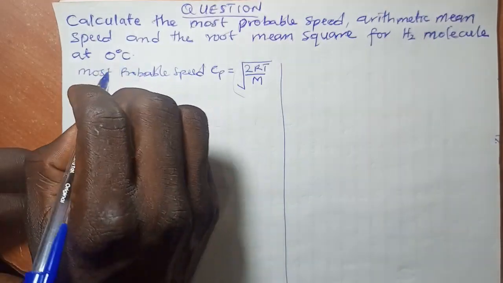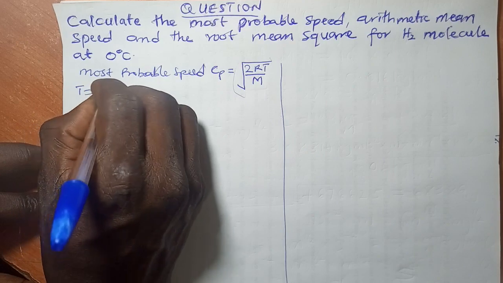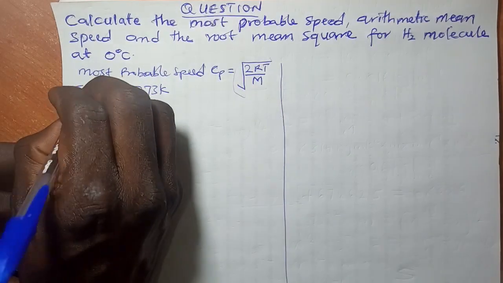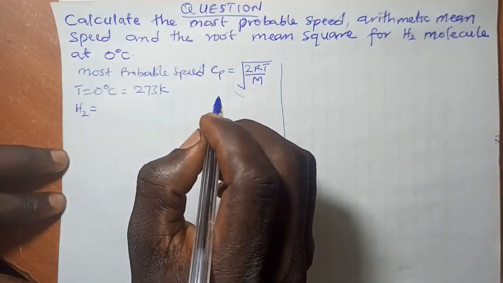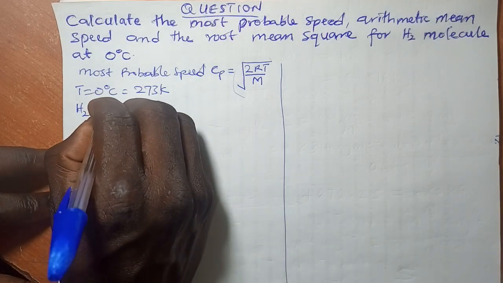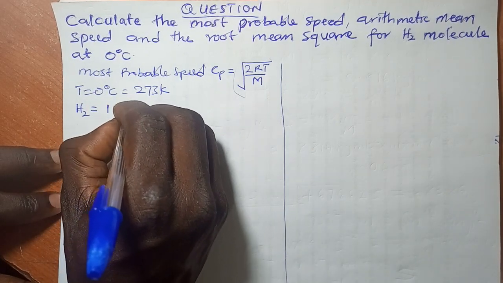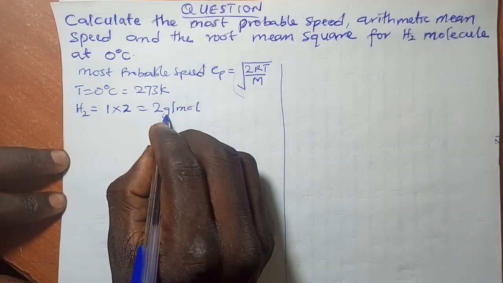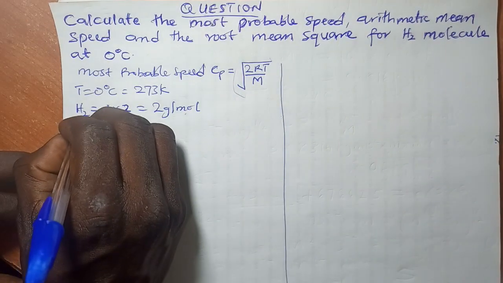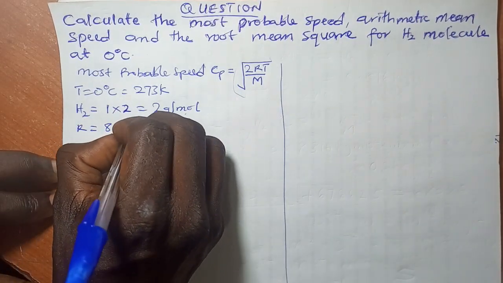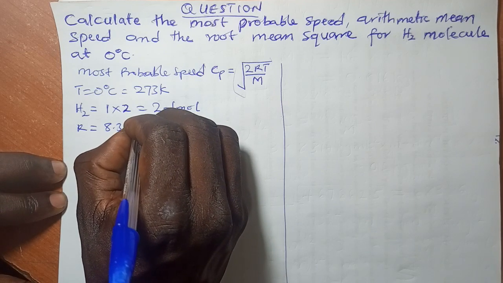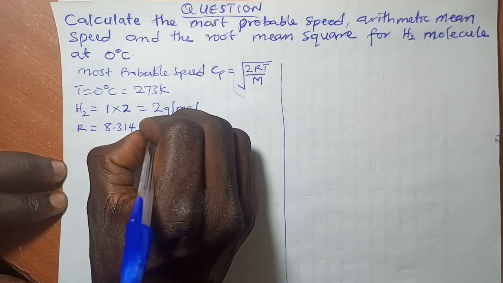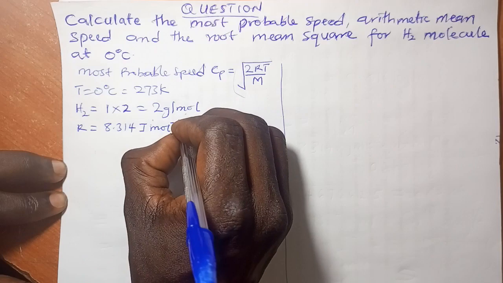We are only given temperature, and temperature is 0 degrees C, which is 273 Kelvin. And also there's hydrogen molecule. So for hydrogen molecule, hydrogen is 1, so that will give you 1 times 2, which is equal to 2 gram per mole. Understand this is in gram per mole. Then our R is 8.314, which is in joule per mole per Kelvin.